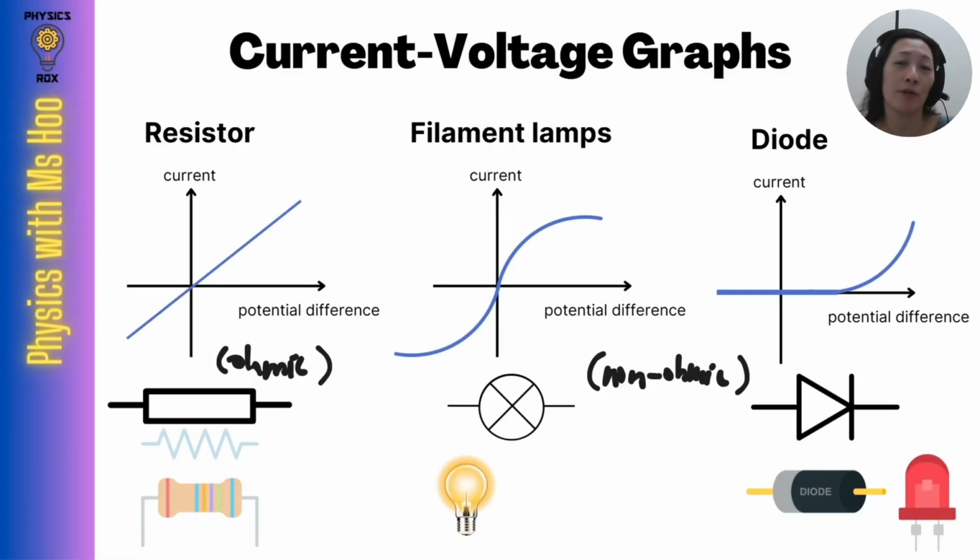So also just to show you a slide from my lesson on current voltage graphs, you are expected to know the current potential difference graphs for a resistor, a filament lamp, and a diode. So this is the diode graph, and the graph in the exam question looks exactly like this. So that's how we're able to immediately recognize that that is the graph for a diode.